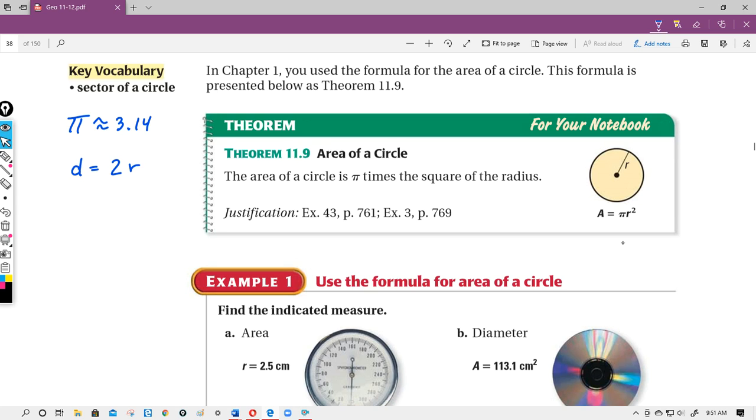So if you need to solve for the radius r, just divide both sides by 2, and the 2's cancel, and the radius equals the diameter divided by 2. So you will need to use this formula for the con assignment. You just take half of the diameter to get the radius.